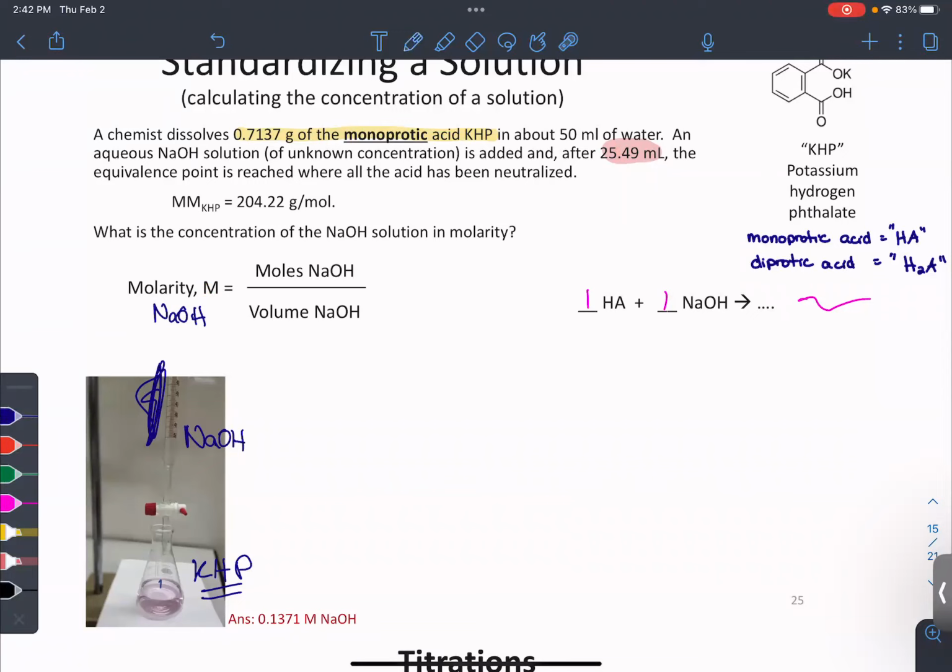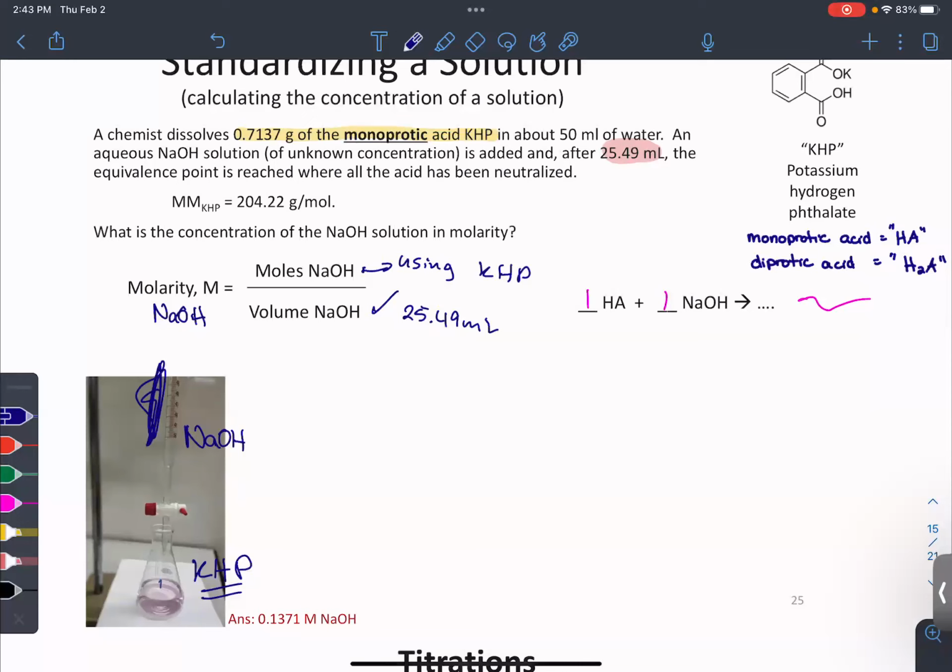So looking at the information here, do we know the volume of sodium hydroxide we used? Yes, it's given in the question. We know it's 25.49 milliliters. Obviously, convert it to liters, but we already have the denominator. We know how much we dispensed. Now we just need to figure out how many moles of sodium hydroxide are present in that same sample. And how we get it is by using the mass of KHP that we started with.